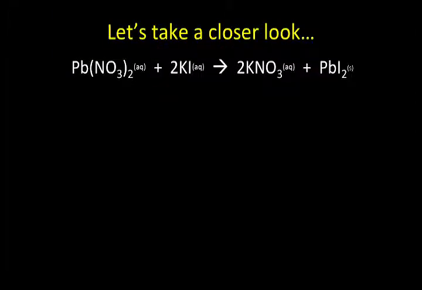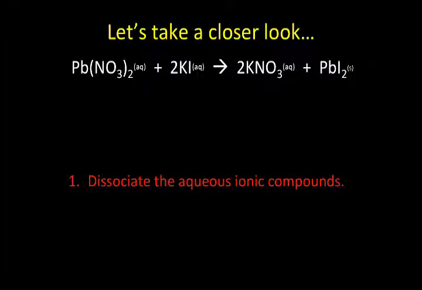So we're going to take a closer look at that example. Aqueous lead 2 nitrate plus aqueous potassium iodide. The first thing you do when you're doing net ionic equations is look at not the gross complete reaction, but just the net. What has absolutely changed? We're going to dissociate all aqueous ionic compounds because that's exactly what happens to them in water. They dissociate, they break apart.